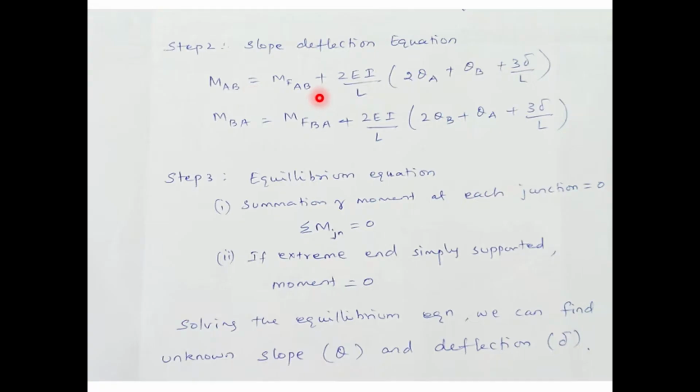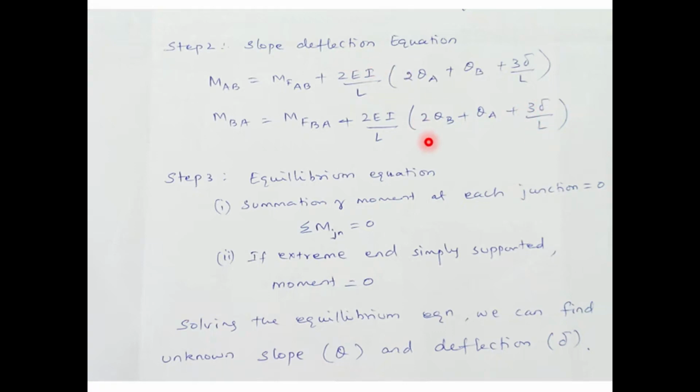Now MBA, the second end, moment at B point for the BA member. MBA is equal to MFBA plus 2EI by L into (2 times theta B, for the first joint we have to use 2 times slope, plus the second joint A, 1 time theta A plus 3 delta by L). So this is the slope deflection equation.